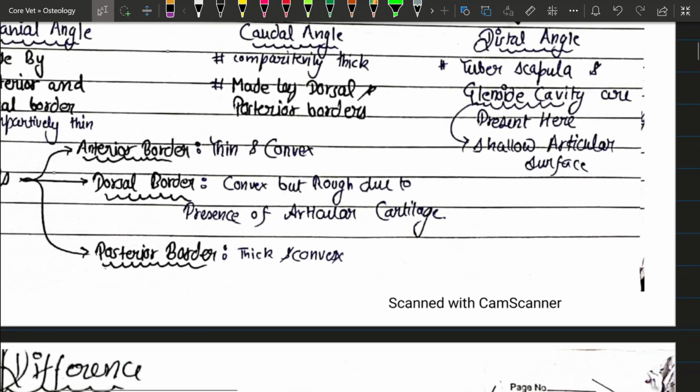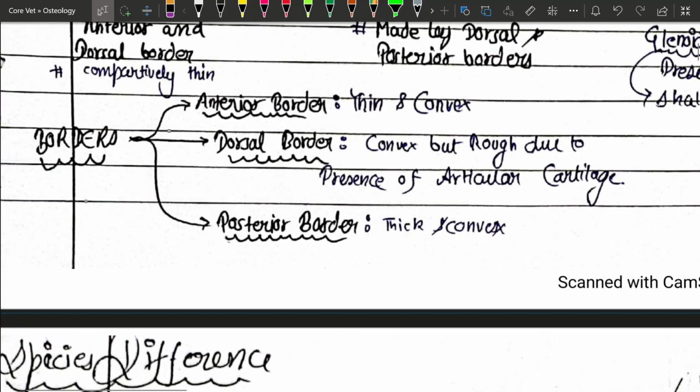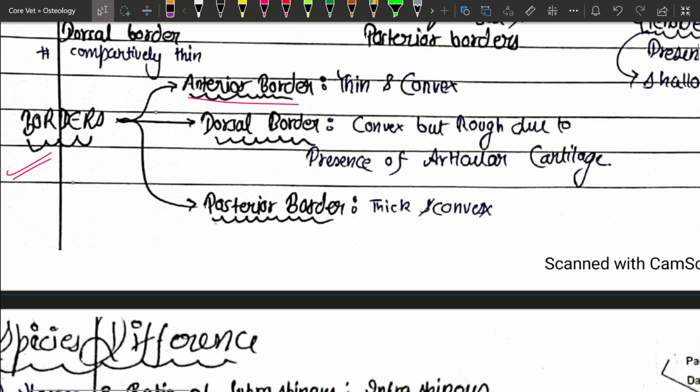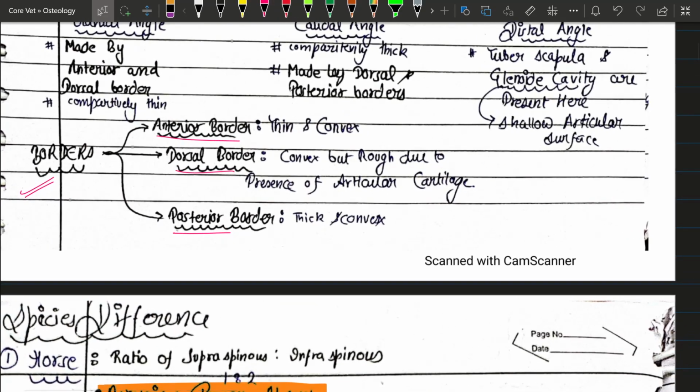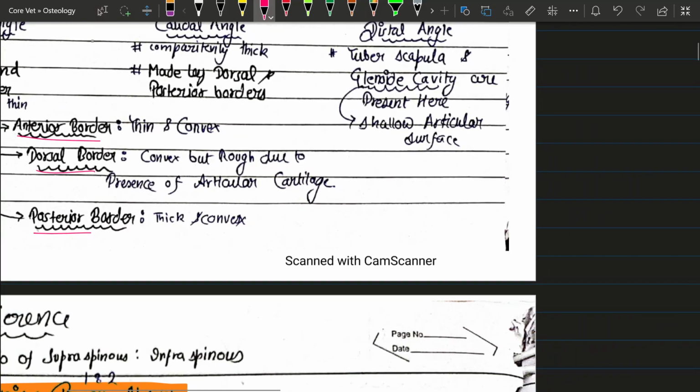Now coming on to the borders. We will firstly discuss the borders. There are three borders that are present in the scapular bone. The first one is the anterior border, the second one is the dorsal border, and the third one is the posterior border. Okay, so what will be the anterior border?